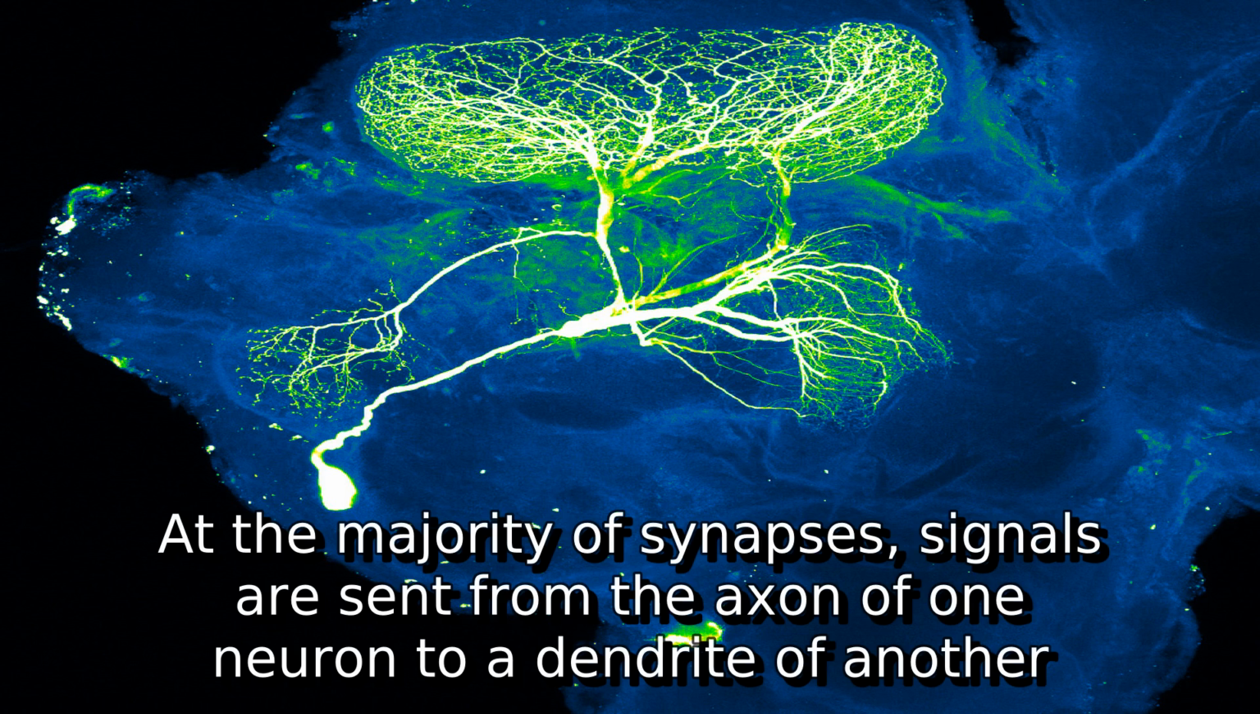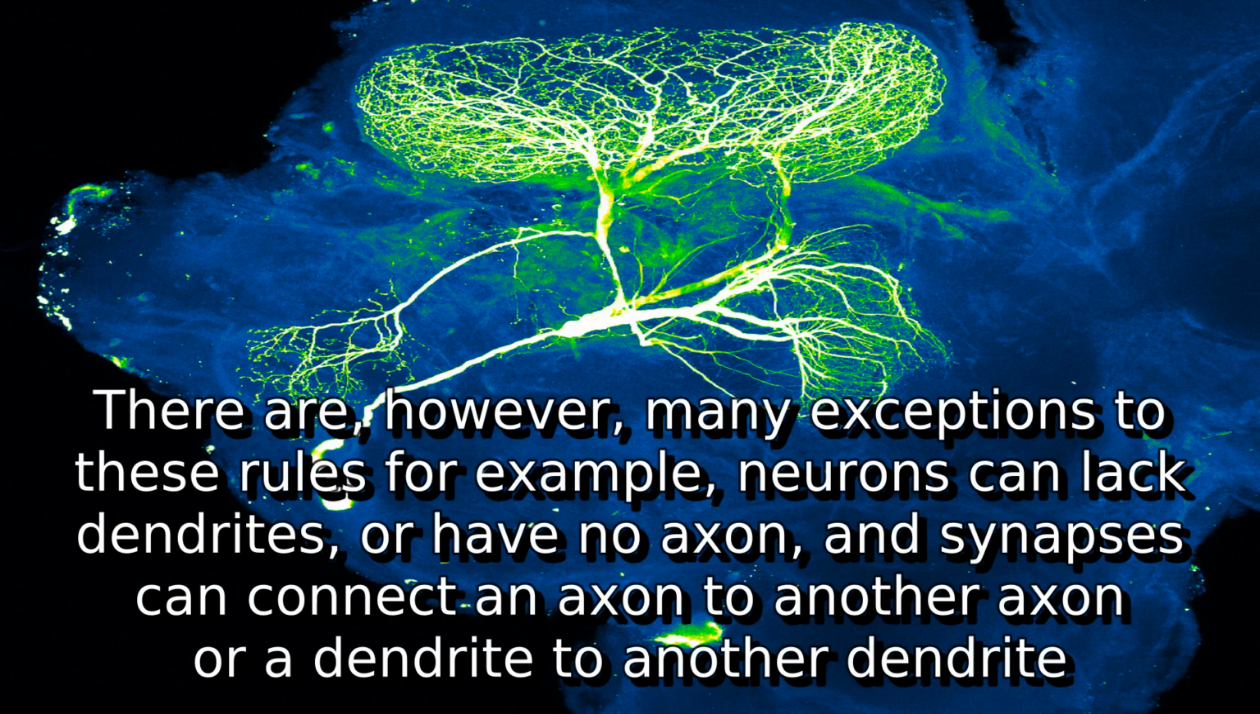At the majority of synapses, signals are sent from the axon of one neuron to a dendrite of another. There are, however, many exceptions to these rules. For example, neurons can lack dendrites, or have no axon, and synapses can connect an axon to another axon or a dendrite to another dendrite.